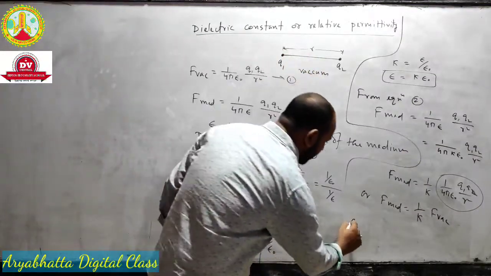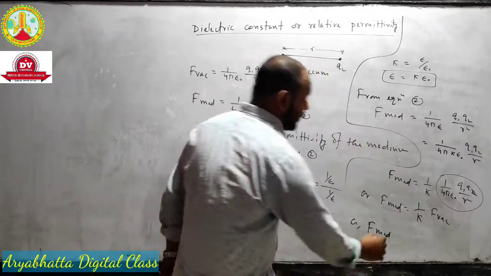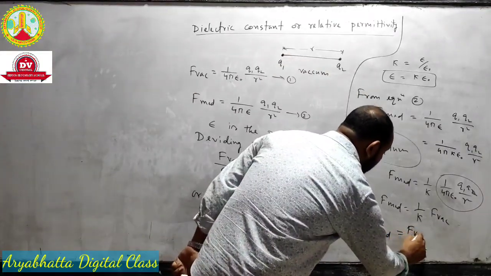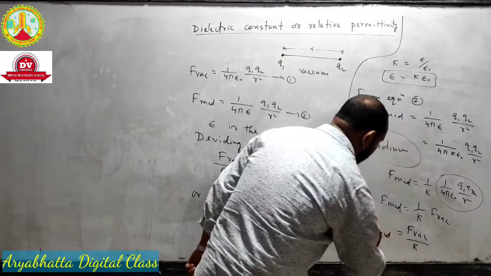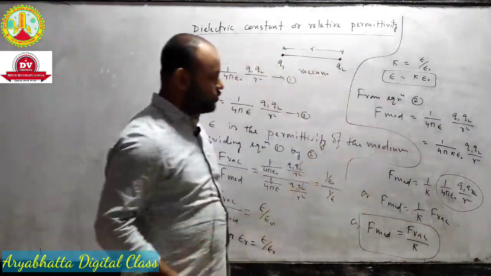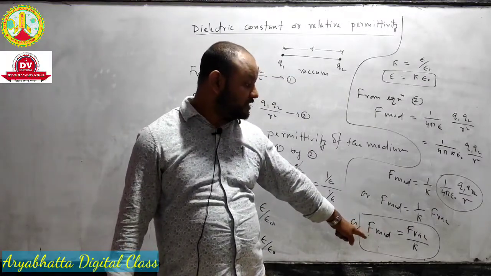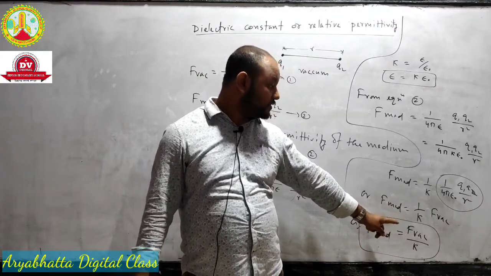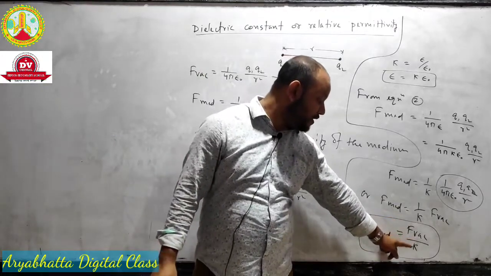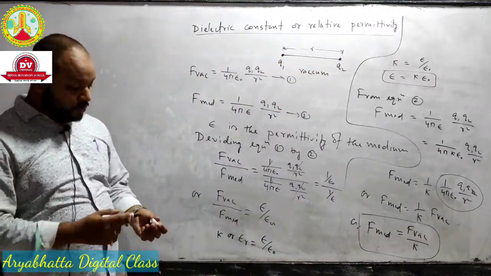Okay, therefore we can write the force between two surfaces in a medium is equal to the force between the same two surfaces in vacuum divided by the dielectric constant chi. Okay, you remember this important relation. The force between two point surfaces in any medium is equal to what? The force between the same two surfaces in vacuum divided by the dielectric constant of the medium.